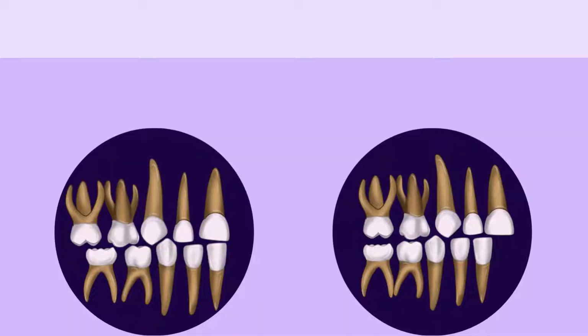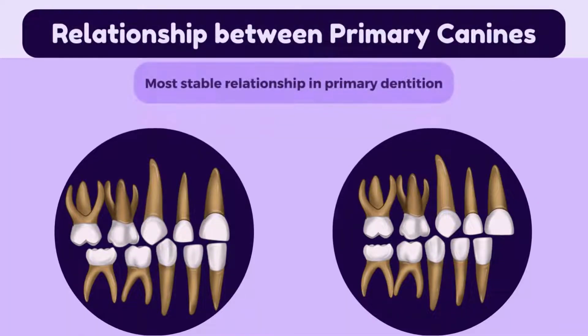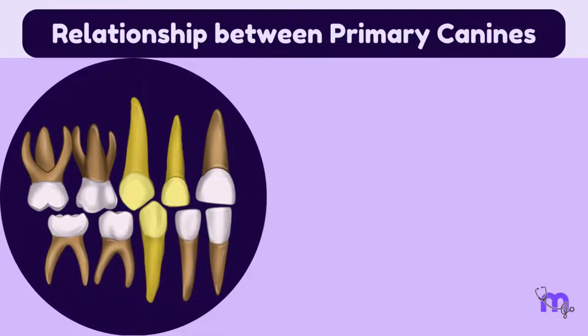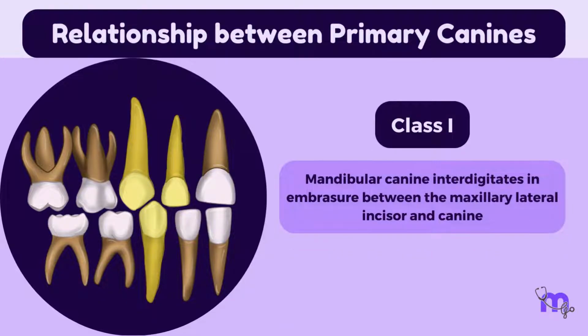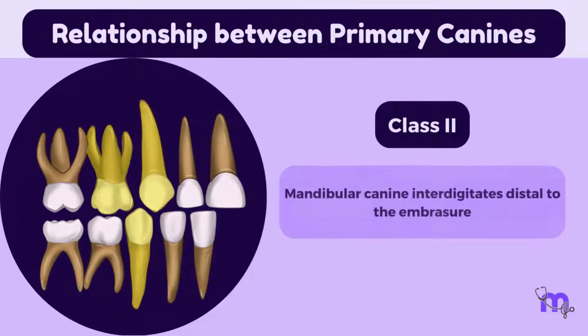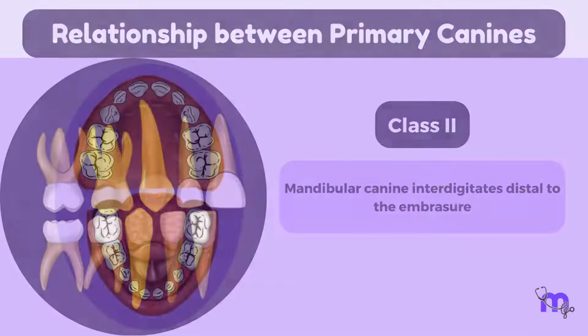Finally, let us discuss the relationship between the primary canines, the most stable relationship in primary dentition. It is classified into two types. Class 1 is where the mandibular canine interdigitates in embrasure between the maxillary lateral incisor and canine. And Class 2, where the mandibular canine interdigitates distal to the embrasure.